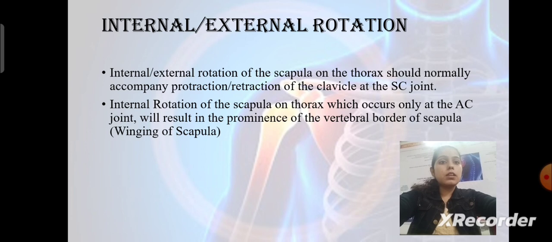Now, internal and external rotation. Internal and external rotation of the scapula on the thorax should normally accompany protraction and retraction of the clavicle at the SC joint. An internal rotation of the scapula on the thorax, which occurs only at the acromioclavicular joint, will result in the prominence of the vertebral border of the scapula. It is also known as winging of the scapula.